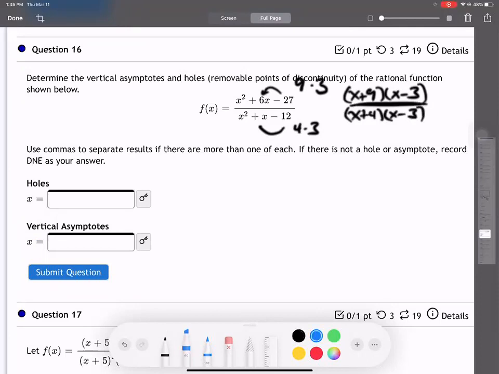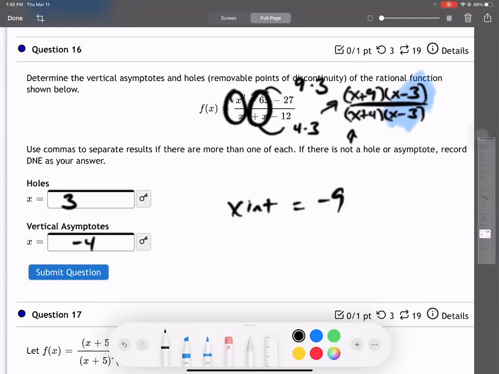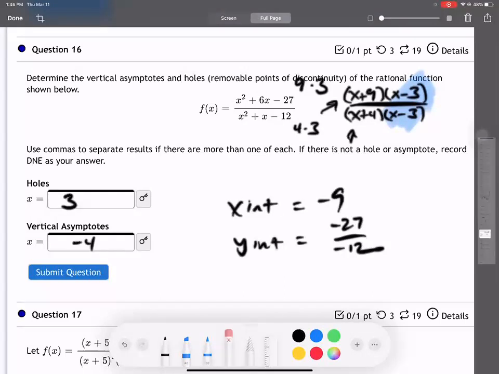Unlucky for us, take a look. We do have a hole. So we have a hole at x equals 3. And we have a vertical asymptote on what's left over at negative 4. And if they want us to write the x-intercept, we have it at negative 9. We have a y-intercept if you want to plug in 0, at negative 27 over negative 12. We could find that out. We have a horizontal asymptote. Take a look here. Since it's x squared, just a front coefficient, horizontal asymptote at y is equal to 1 over 1, which is 1.